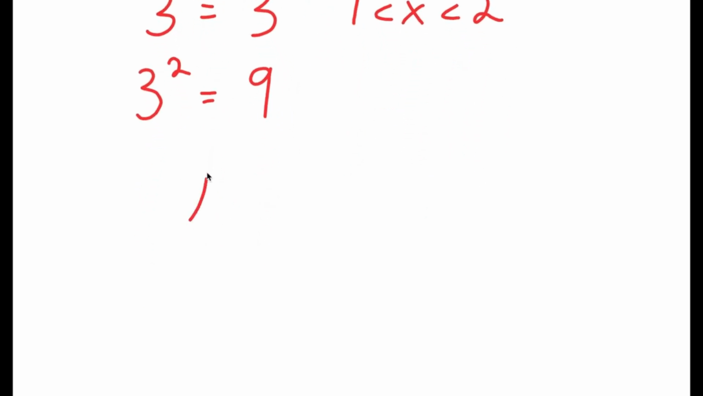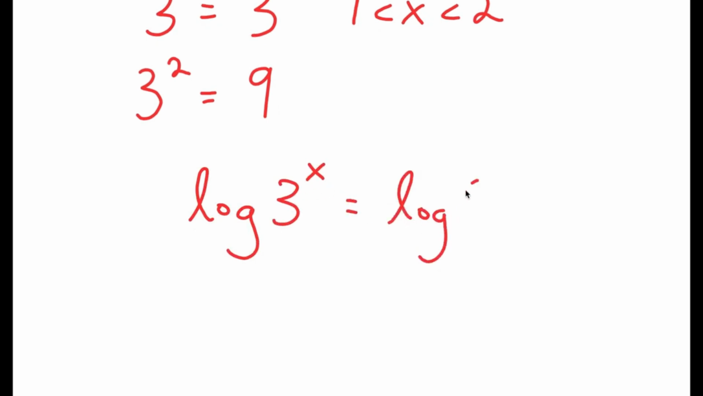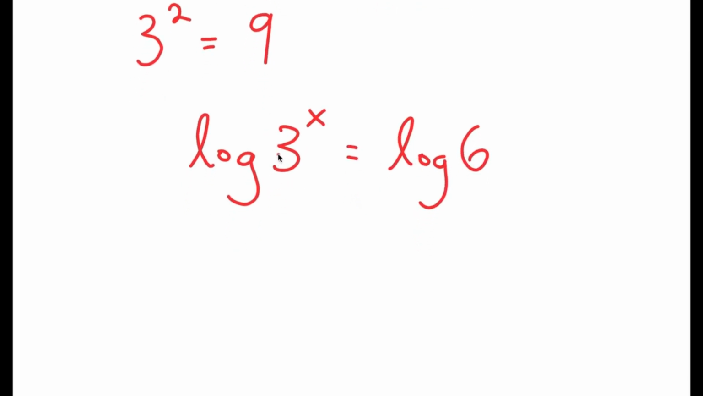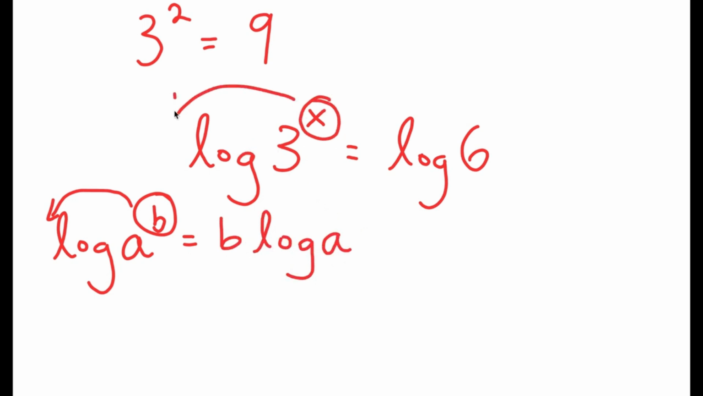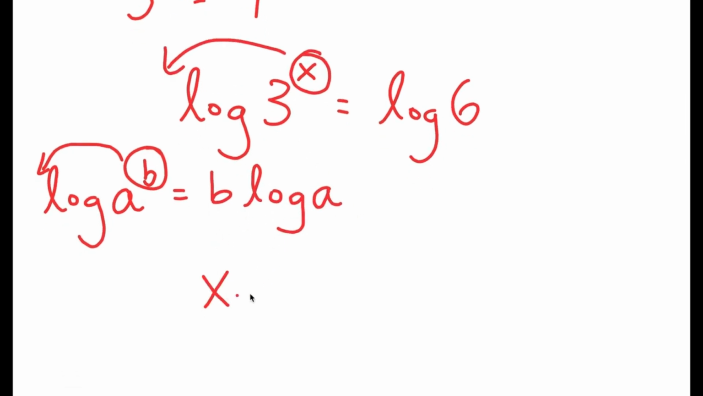Well, I'm going to first start by taking the log on both sides. So I get log 3 to the power of x is equal to log 6. And from here, if I have something in the form log a to the power of b, I can move this exponent b to the front. So this turns into b times log a. So I have log 3 to the power of x, and I can move x to the front. So I get x times log 3 is equal to log 6.